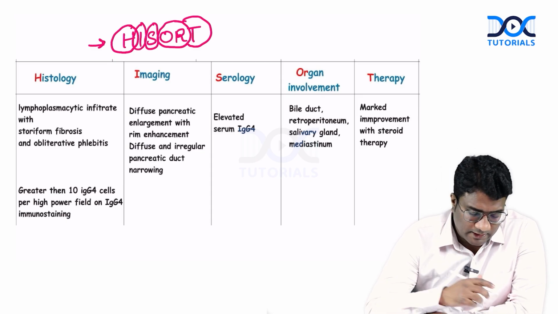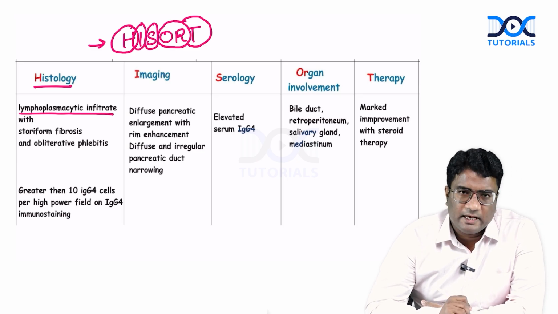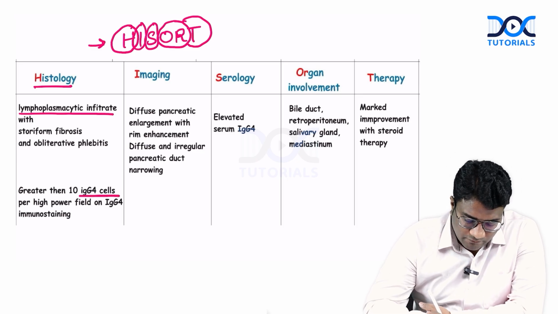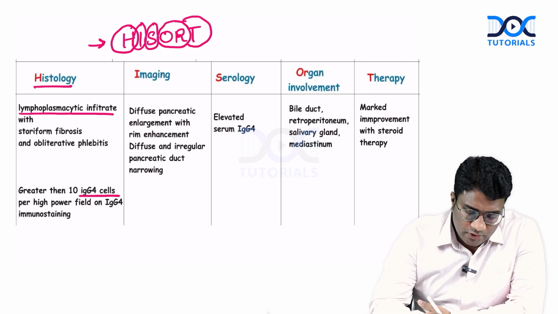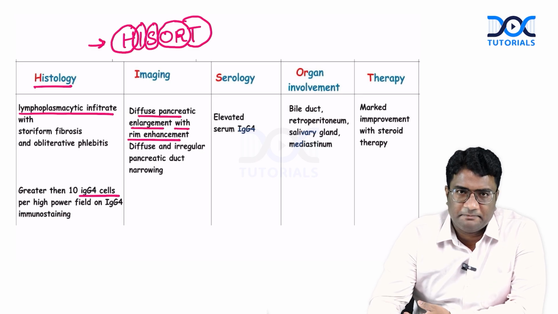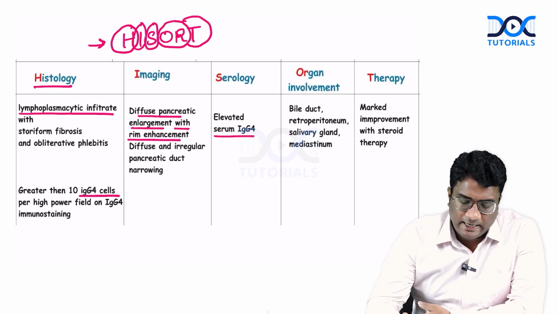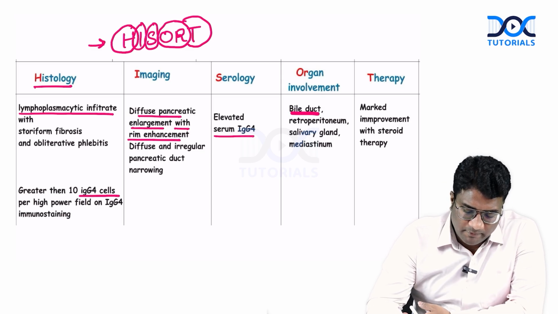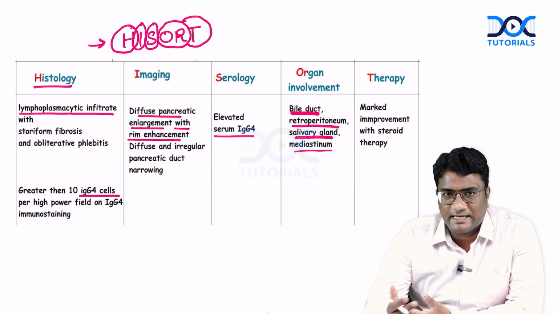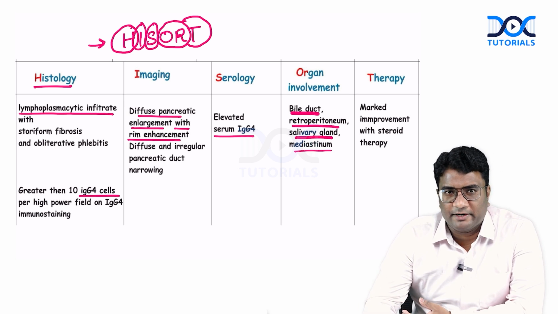So, what is HISORt criteria? Histology. What does it show? Lymphoplasmacytic infiltrate, and you will see a lot of IgG4 cells. Imaging shows you diffuse enlargement with rim enhancement, the sausage shaped pancreas that you have. Serology shows elevated IgG4 levels, and organ involvement, the involvement of bile duct, retroperitoneum, salivary gland, the mediastinum, all these IgG4 related diseases will be there in this condition with autoimmune pancreatitis.